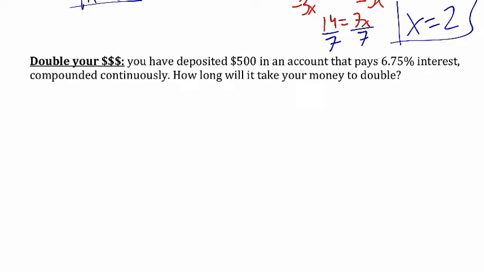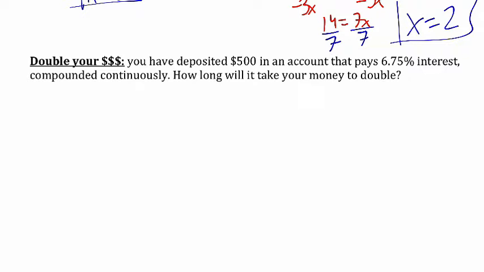Last problem here, we're asked a question about doubling your money. So say you have $500 and you deposit into an account that pays 6.75% interest. First of all, if you can find an account that gives you 6.75% interest, take it. Put as much money in that as you can because that's a pretty good consistent interest rate. And this one's being compounded continuously, even better. How long does it take to double your money?